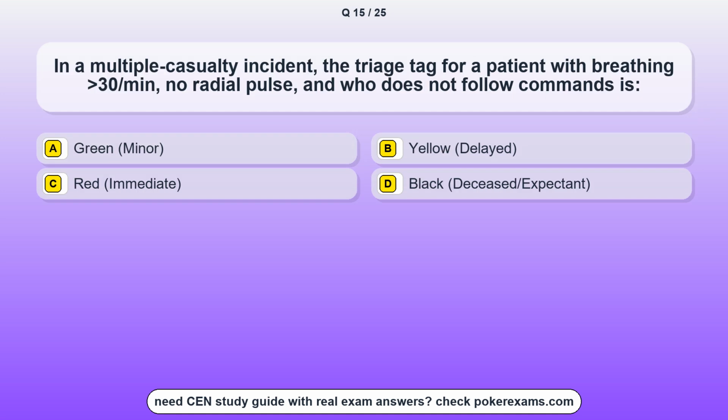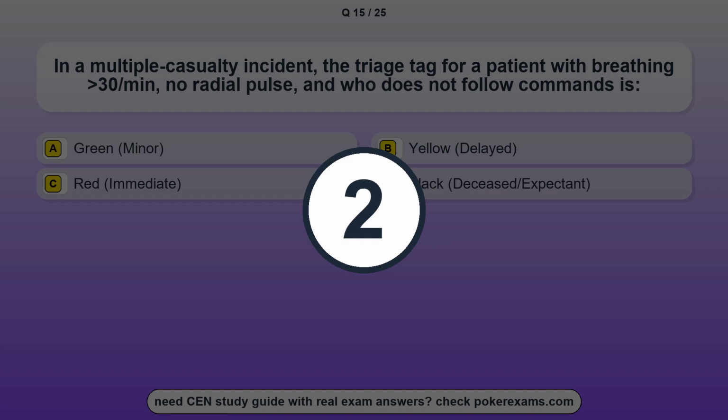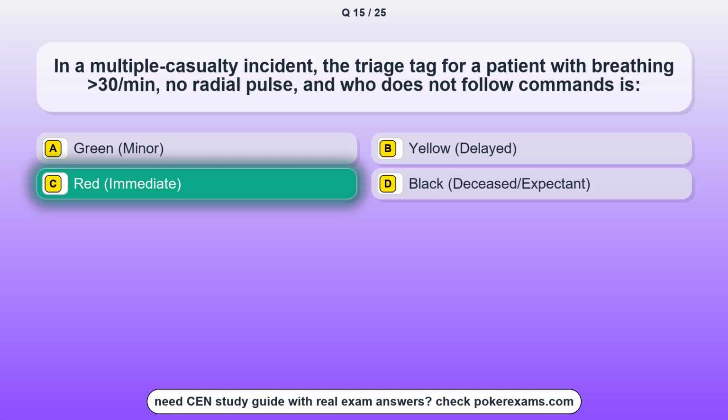Question 15. In a multiple-casualty incident, the triage tag for a patient with breathing 30/min, no radial pulse, and who does not follow commands is: Option A: green, minor. Option B: yellow, delayed. Option C: red, immediate. Option D: black, deceased/expectant. The correct answer is option C: red, immediate.